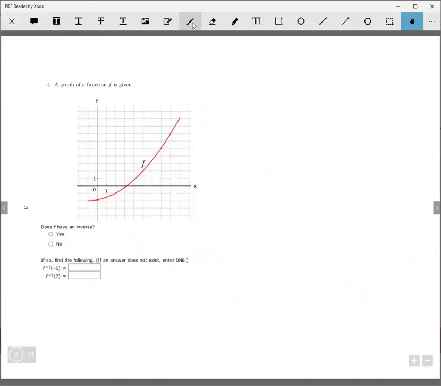Okay, let's go to the next exercise. A graph of a function f is given. Does it have an inverse? Here, any place that you draw a horizontal line only intersects in one place. So yes, it has an inverse.